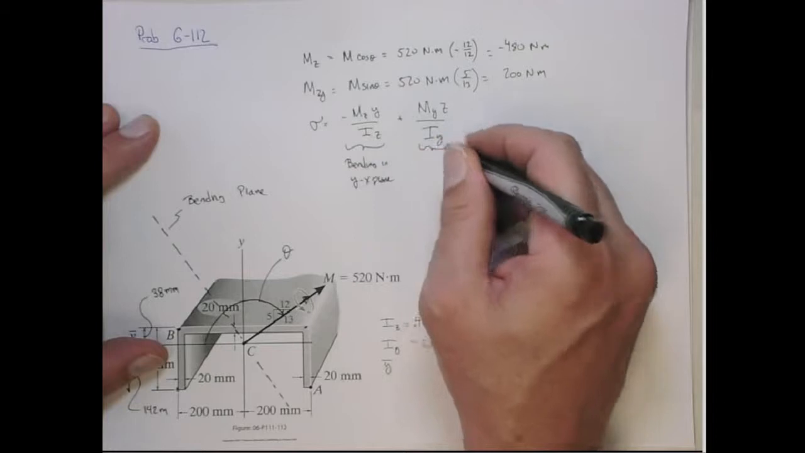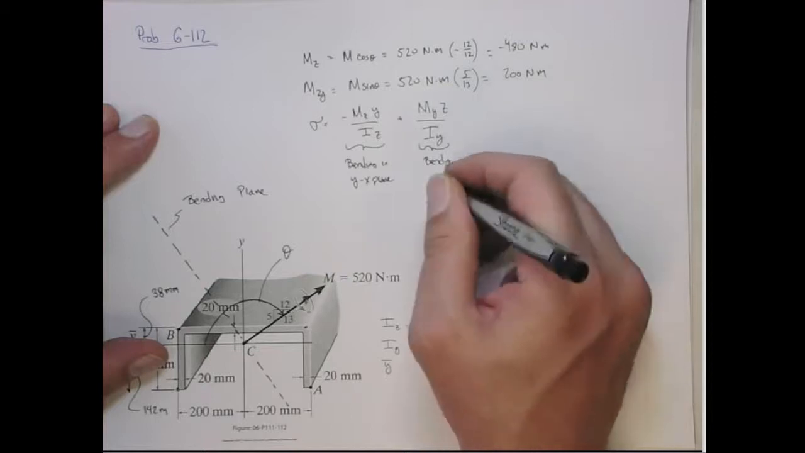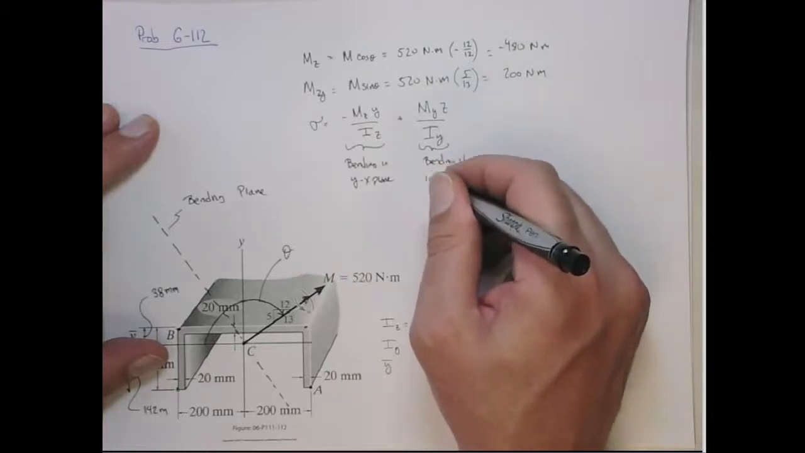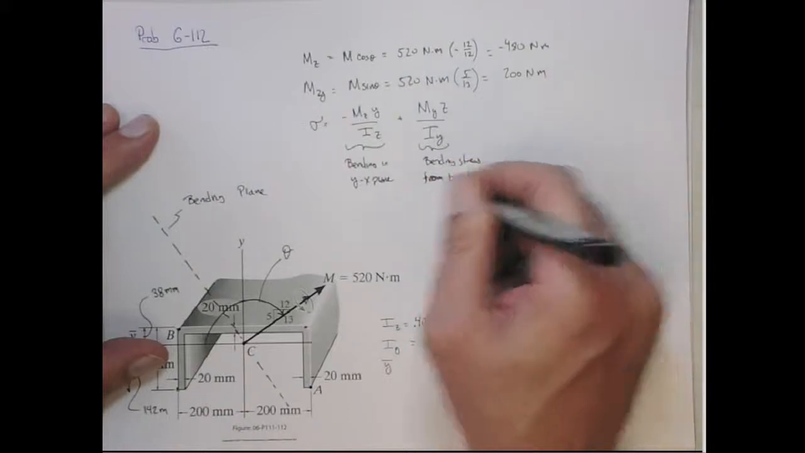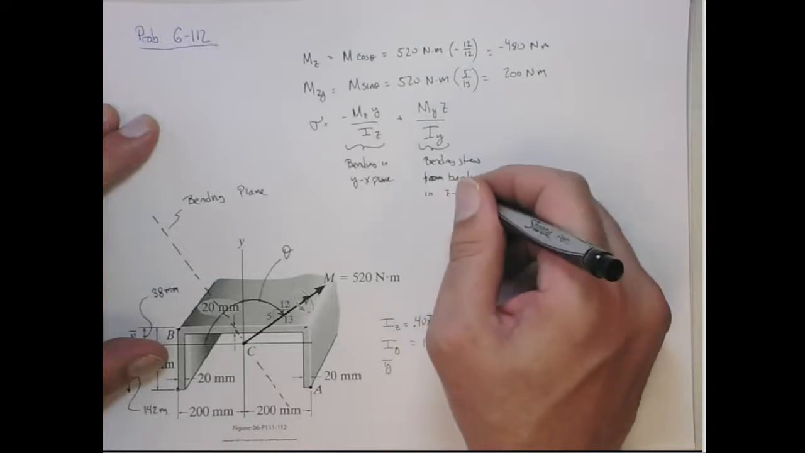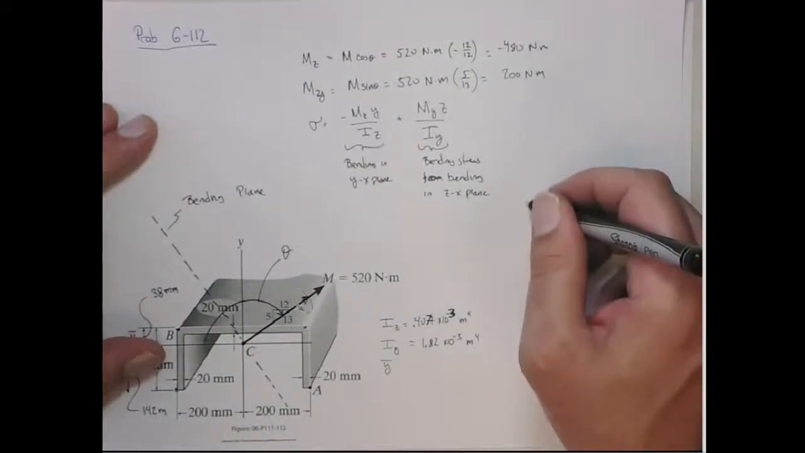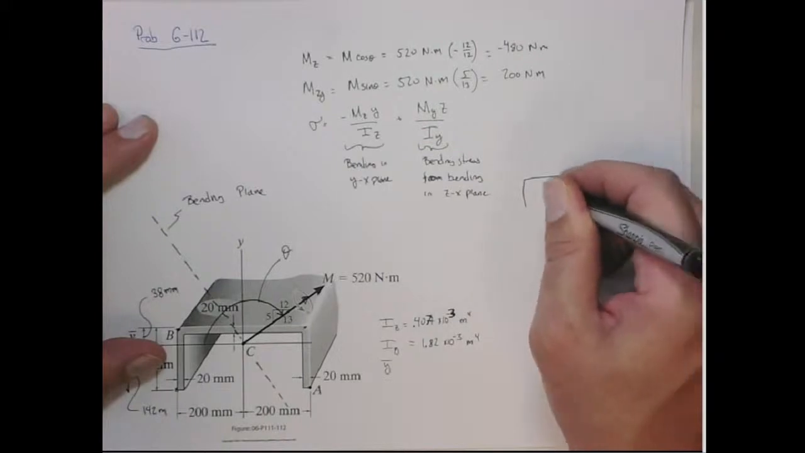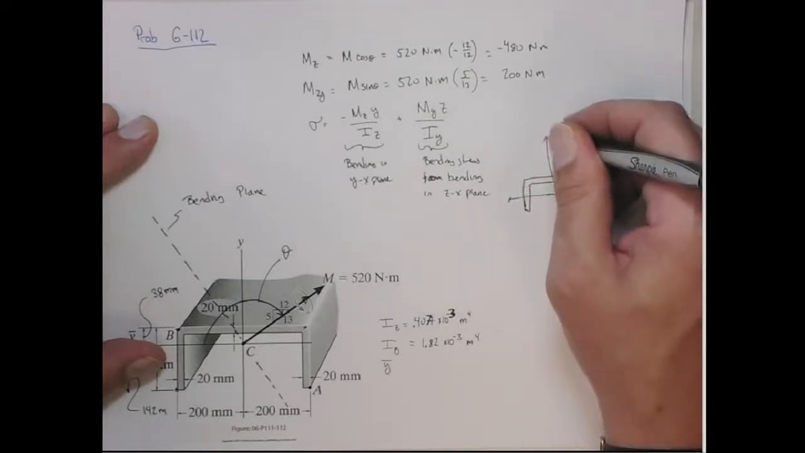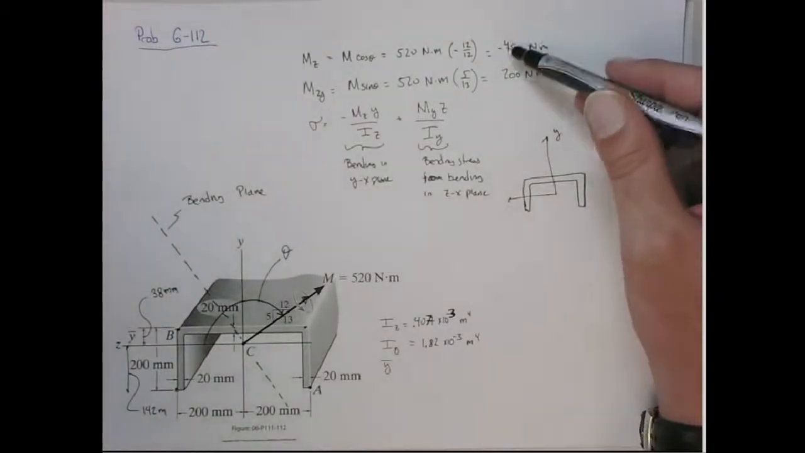This is the stress from bending, I should say from bending in the zx plane. So if I were to look at this section and draw it twice, what we're going to consider here is the superposition of the stresses. Here's the z-axis. Here's the y-axis. So first, we're going to consider this 480 bending moment around the z-axis.